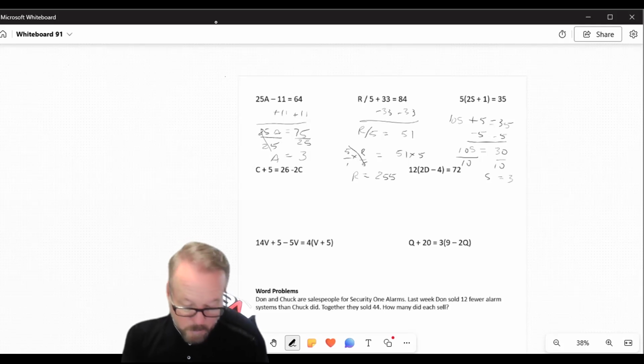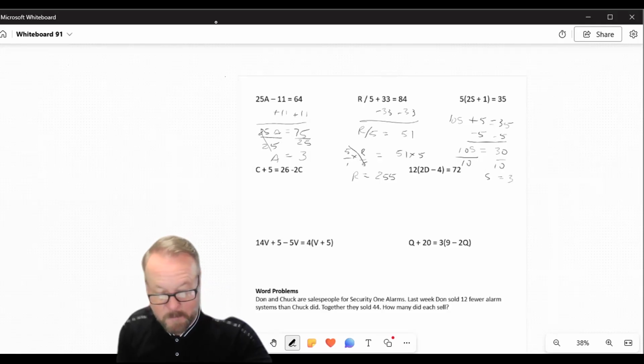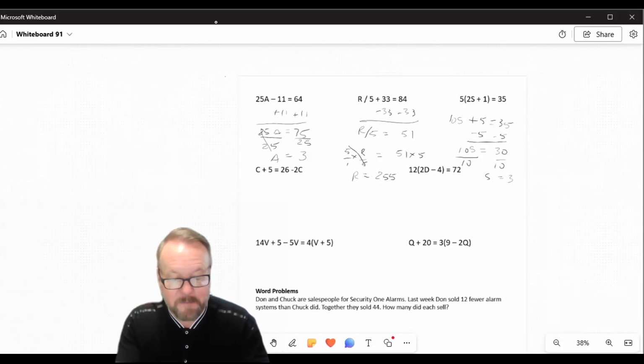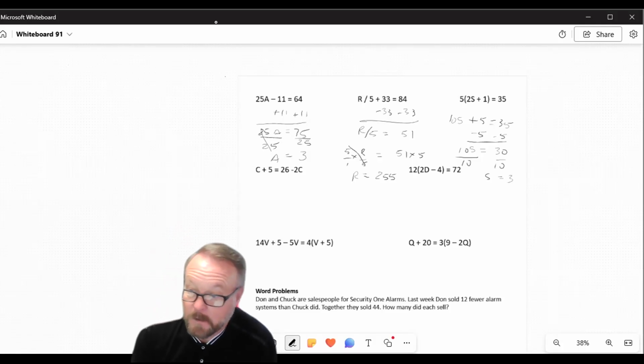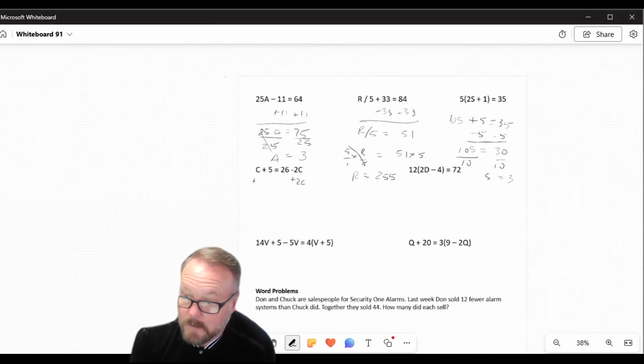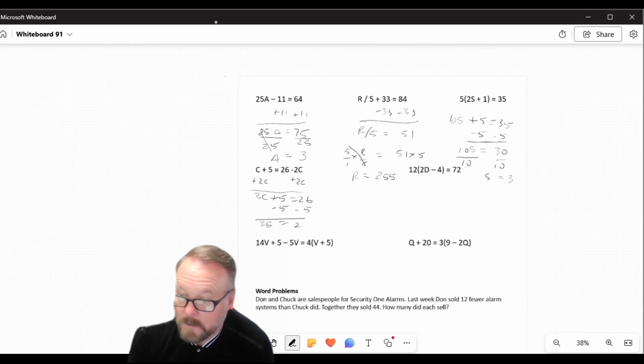Okay, here we have a little bit more of a complex problem because we have more than one item after the equal sign. So the first thing you're going to want to do is put all of the variables together. So we're going to add 2c to both sides. And that gives us 3c plus 5 equals 26. Now we're back to the problems that we had before. We're going to move the 5 over. That means 3c equals 21. And of course, we divide both sides by 3. That means c equals 7.